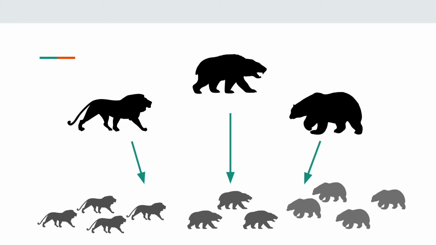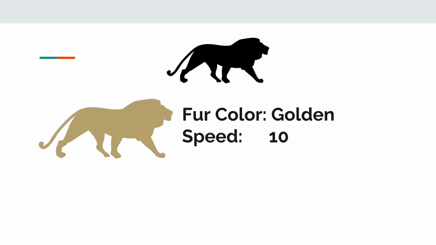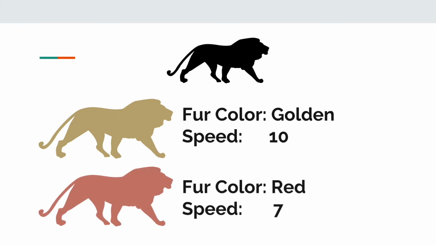As an even better example, let's look at some instances of the lion class. One instance of the lion class could have unique properties like this: golden fur color and 10 speed. But then there can be a second instance, and this one could have red fur color and 7 speed. So both objects are instances of the lion class, but they have their own unique values for those base level lion properties. Okay, that wraps up an overview of how classes and inheritance works in JavaScript.